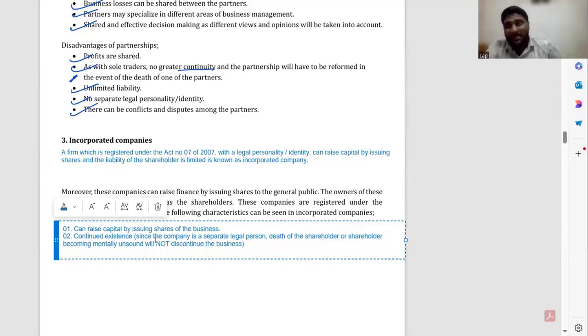So it's a separate person. Just because I die, just because I am becoming mentally unsound, the business will not stop. It won't stop because he is a separate person. He will do his task as he would, the same person. But a sole trader or partnership is not like that. I am in the business; the partners and the business are the same. Incorporated business, who when I come away.